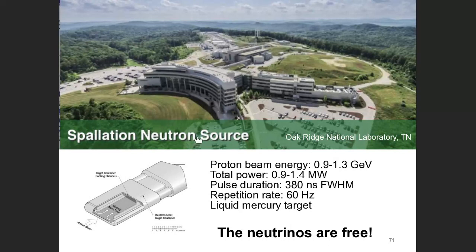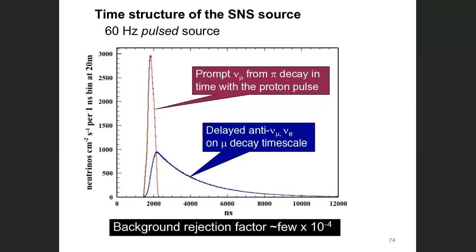It's got this huge mercury target, which is enormous and dense, and basically every pion that is created immediately stops and decays at rest. And the neutrinos are free. It's really a byproduct. The whole facility was built for other purposes, to make neutrons for materials science and the like. It's really great luck that it produces beautiful neutrinos as well.